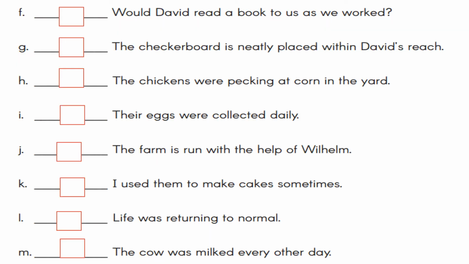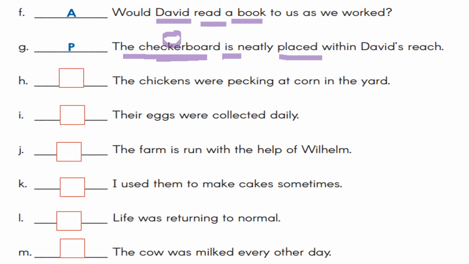Okay. Letter F. Would David read a book to us as we worked? So of course we know the subject here, which is David, and read is the action, and book is the object. So this is an active voice sentence. After that, letter G. The checkerboard is neatly placed within David's reach. So the checkerboard, it's the object. We started with the object, and is verb to be, and placed the past participle. So this is a passive voice sentence.